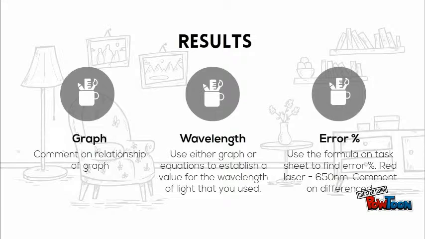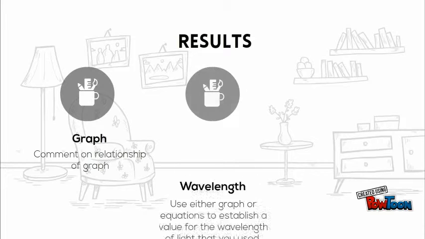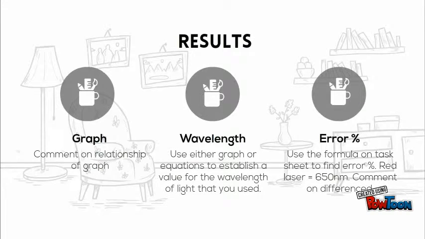Once we've done that, we then need to calculate the error percentage. So we use the formula that's on your task sheet, so it's the calculated wavelength minus the actual wavelength, divided by the actual wavelength, times by 100. So that should give you a percentage of error. And now the actual value of a red laser is 650 nanometers.